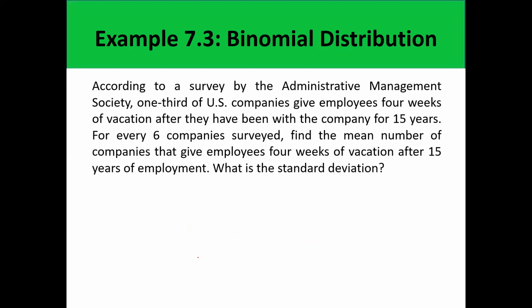Now, in the next slide, we shall compute for the expected value of the binomial random variable x and its standard deviation. So for the mean or expected value of the number of companies that give employees 4 weeks of vacation after 15 years of employment will be n times p, which is 6 times the probability of success, 1/3, which is 2. So this means that for every 6 companies that will be surveyed, it is expected that there would be 2 companies that would give employees 4 weeks of vacation after 15 years of employment.